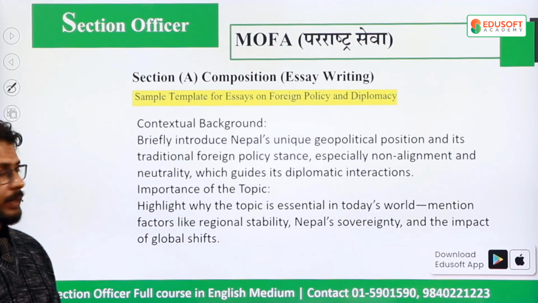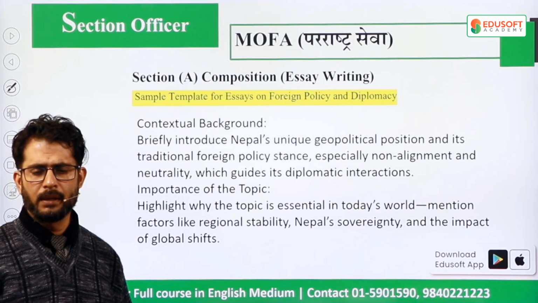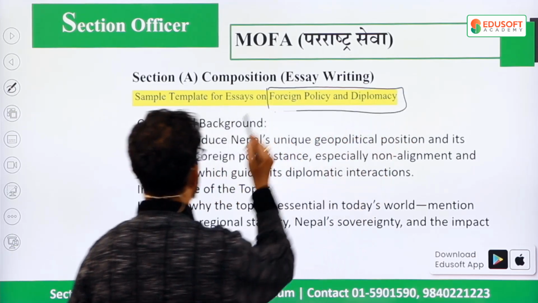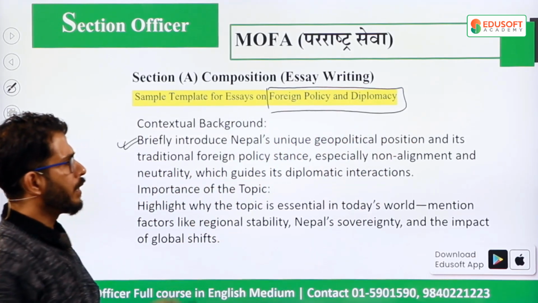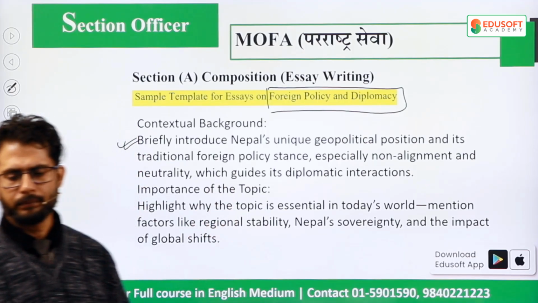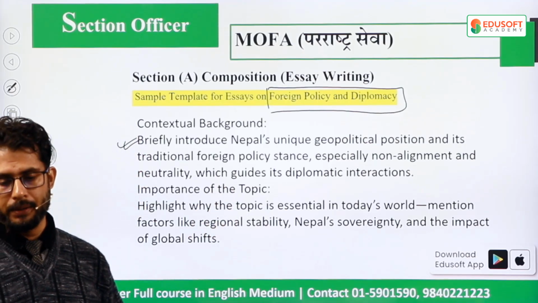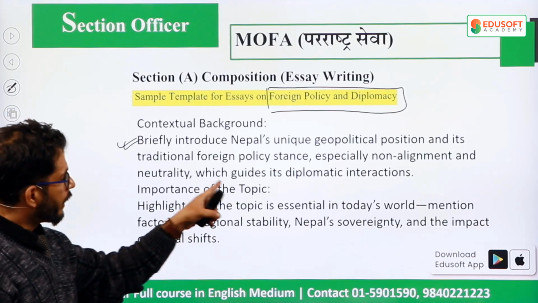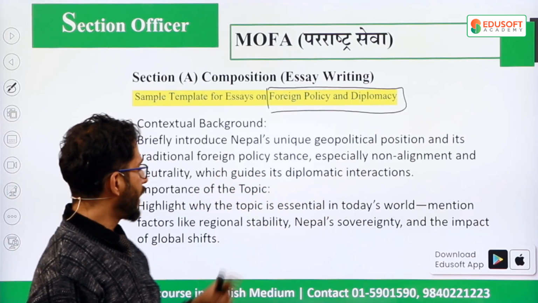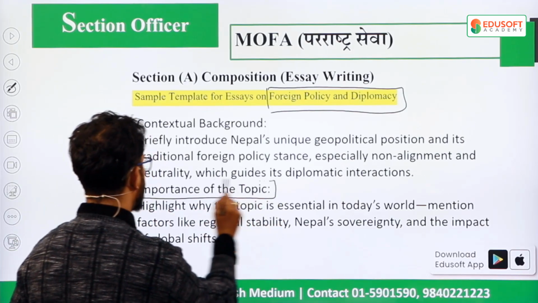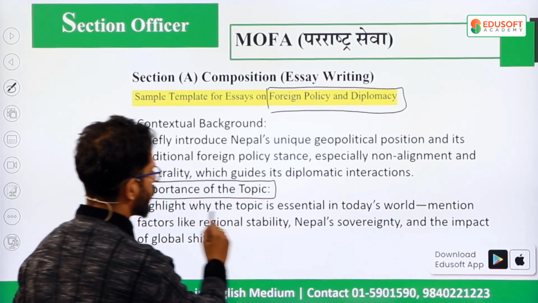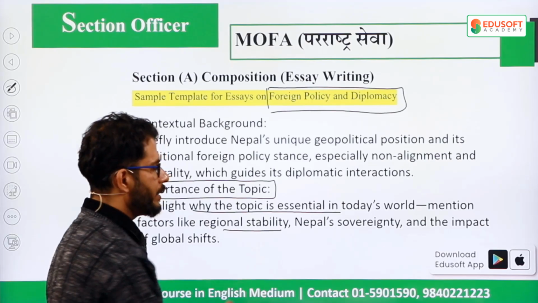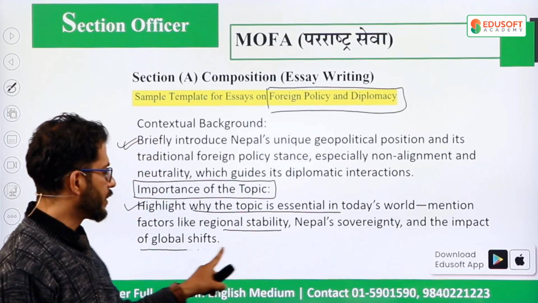And the background information is very, very important, students. Whatever question is asked from foreign policy and diplomacy, try to introduce Nepal's unique geopolitical position and its traditional foreign policies, especially non-alignment and neutrality, which guide its diplomatic interaction. Even the importance of the topic, as I have already told you, you can highlight why the topic is essential in today's world. You can mention factors like regional stability, Nepal's sovereignty and the impact on global security.